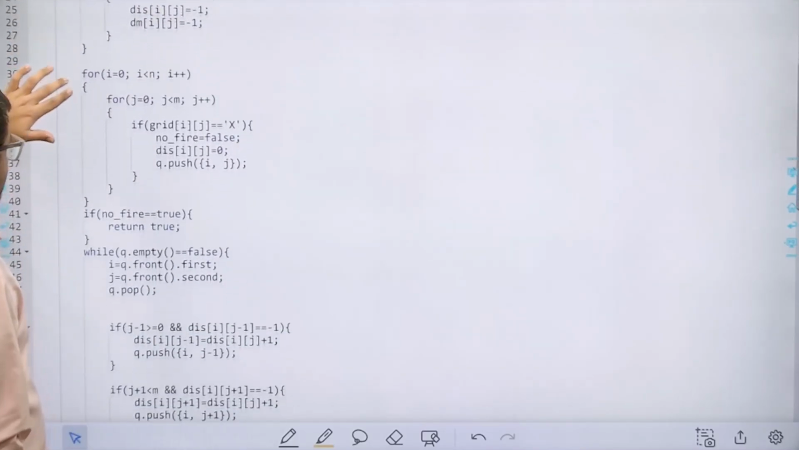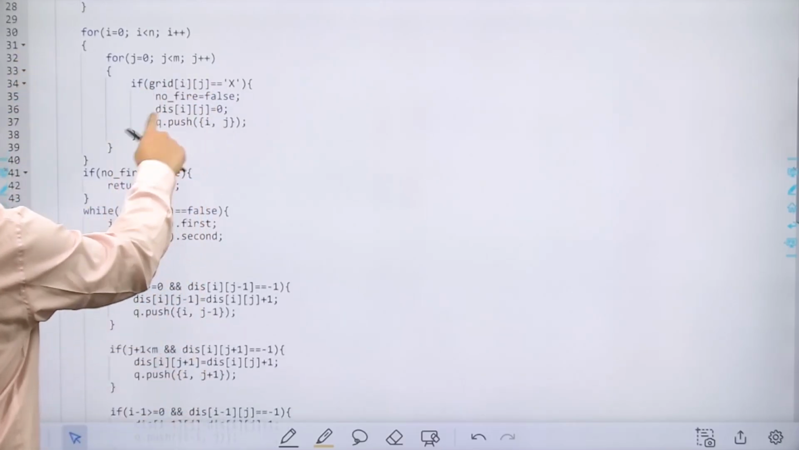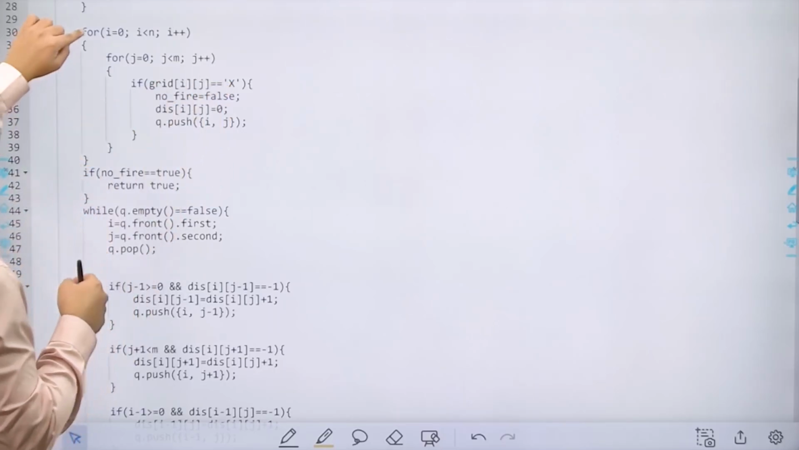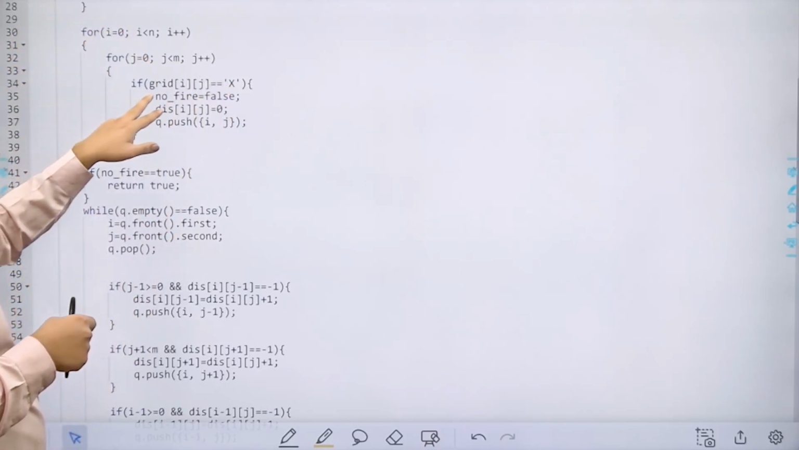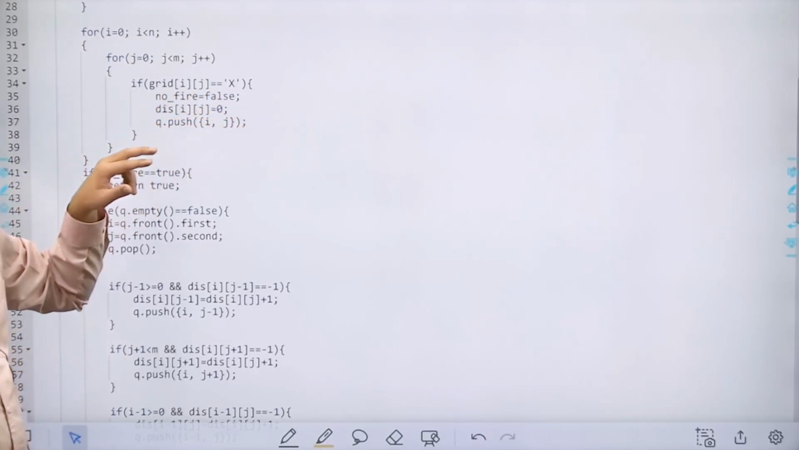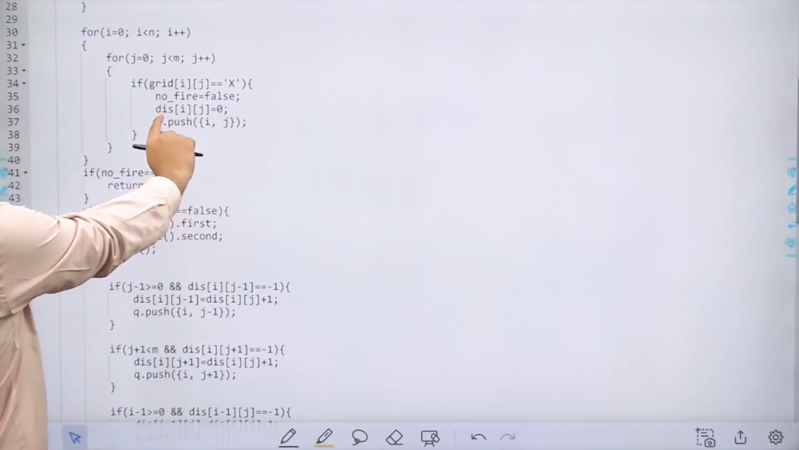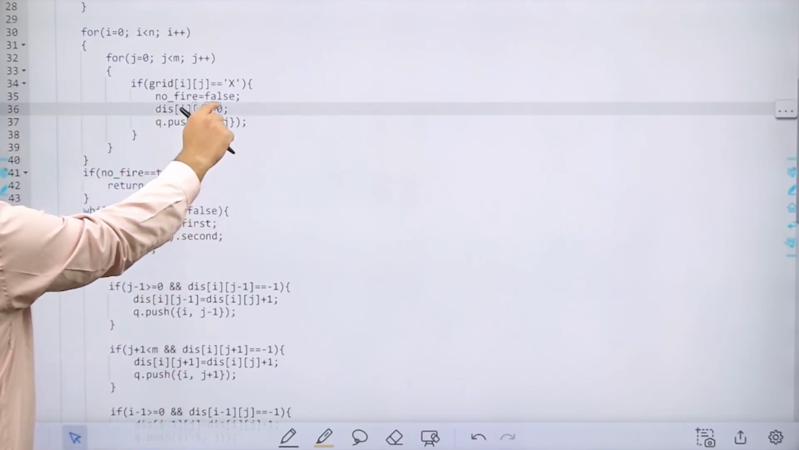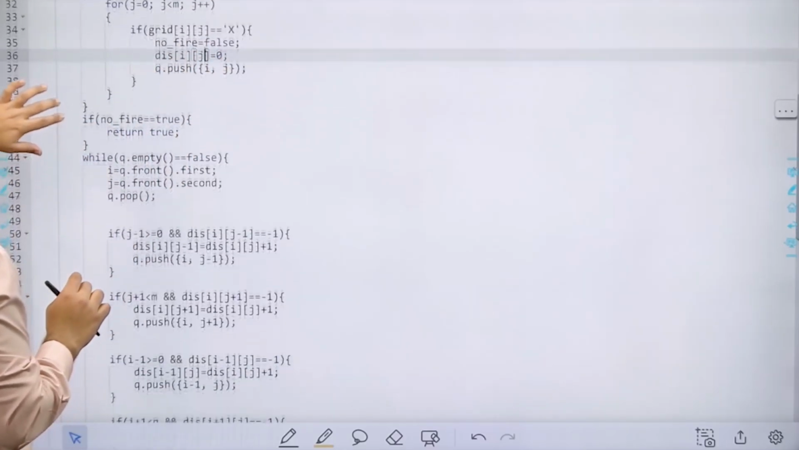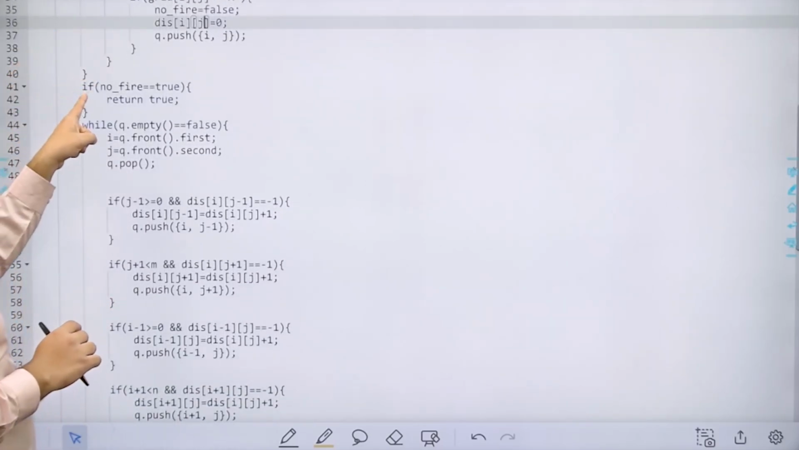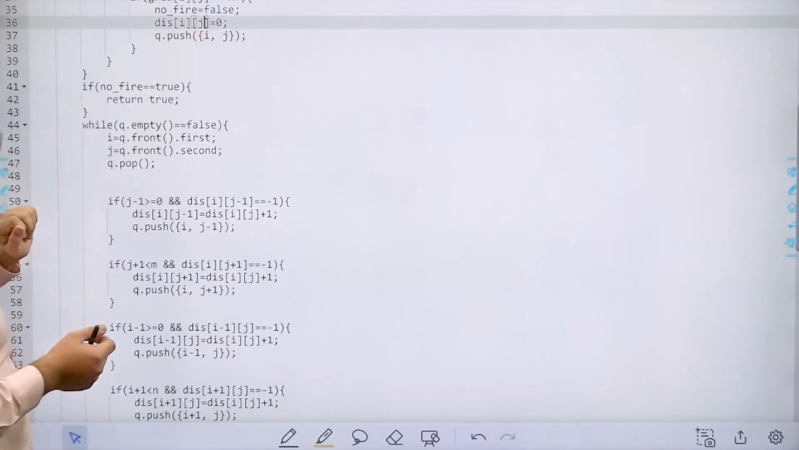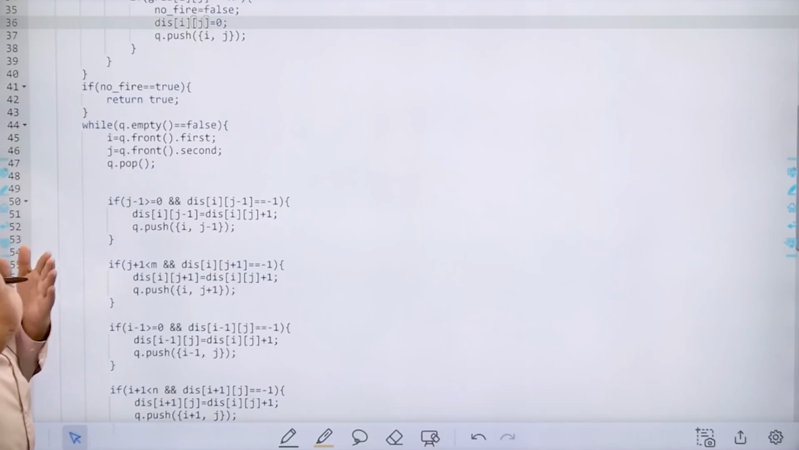Okay, then I will push all the cells inside the queue, as I told, who are initially fired. So for i equals 0 to n, j equals 0 to m, if that cell is fired initially, first of all mark no fire as false, because we have found a cell which is fired up. Then distance of ij equals 0, because these are fired at t equals 0, and inside the queue push back the row number and the column number. Now if after coming out of this, no fire still remains true, it means there is no cell with value x, then I will simply return true, because the man can reach out, because there are no cells fired.